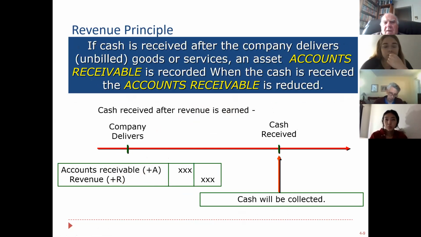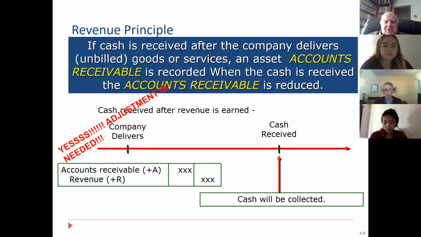Guess what? The money can come afterwards. And this is most of the world's transactions. If cash is received afterwards, well, we're going to put the sale into accounts receivable and credit revenue. We know that already. It says yes, an adjustment is needed. That's a bunch of baloney.